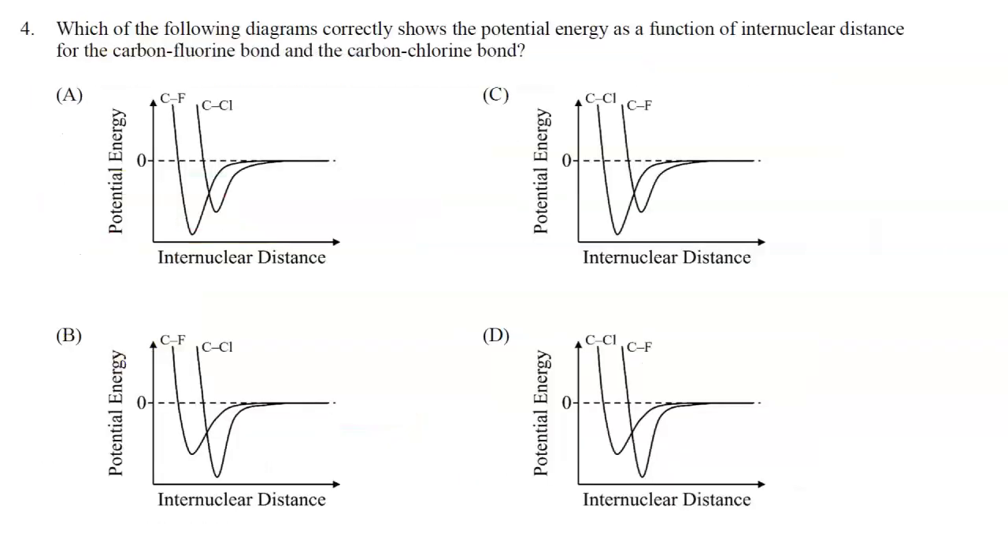Now, let's take a look at question 4. Question 4 says, which of the following diagrams correctly shows the potential energy as a function of internuclear distance for the carbon-fluorine bond, CF, and the carbon-chlorine bond, CCl?